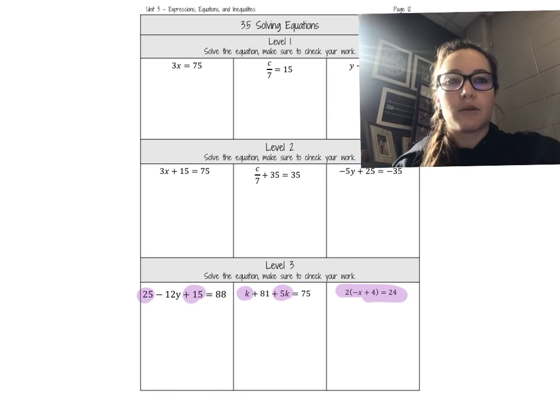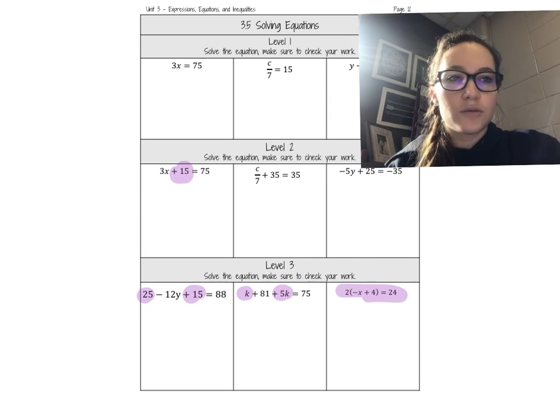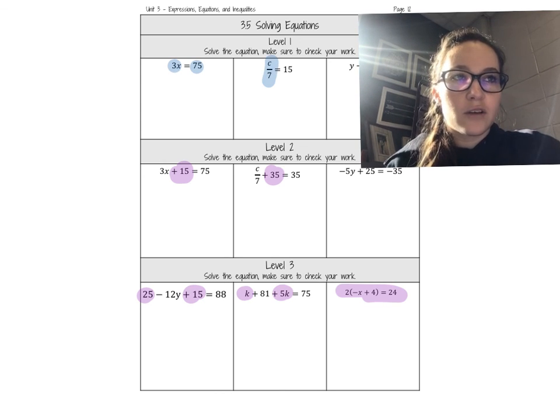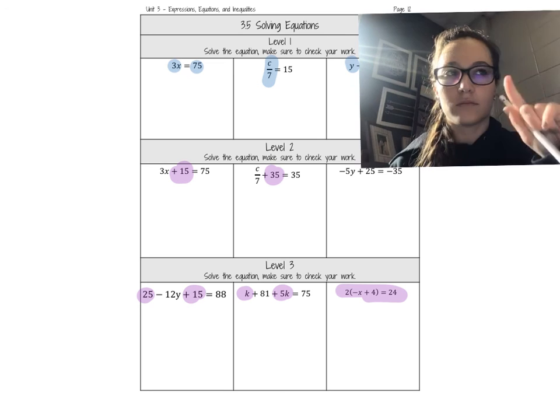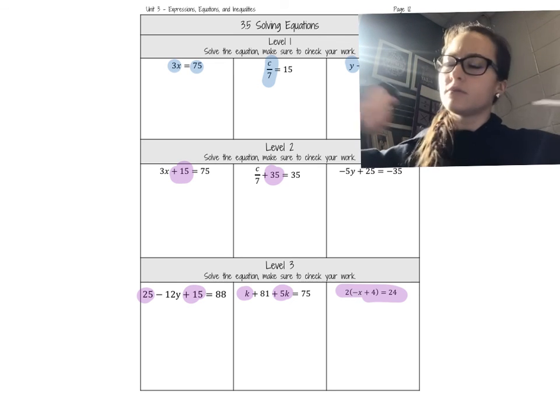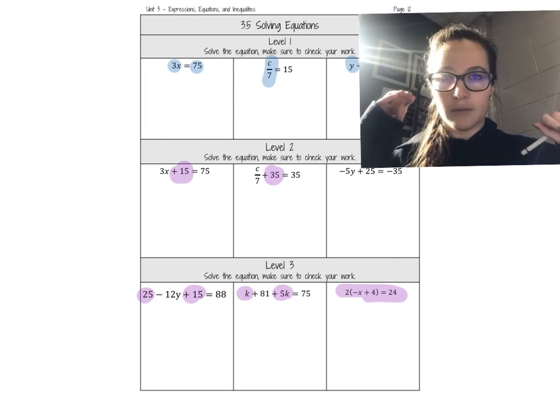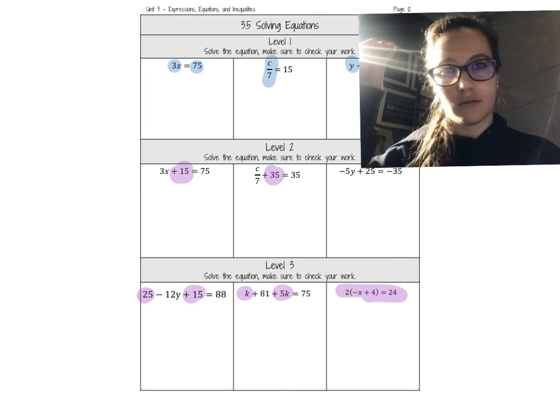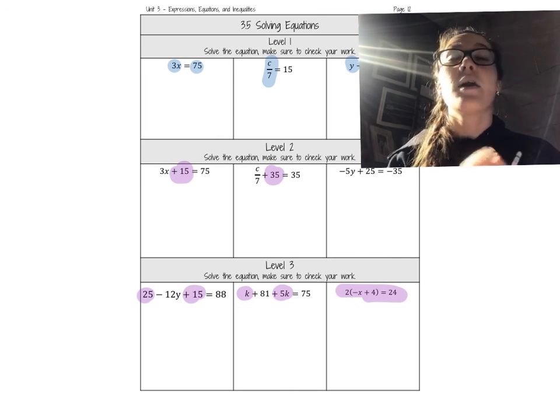Simplify. Get rid of anything that is not directly attached to a variable. Then get the variable by itself. Okay? So you got this. It's just like a little puzzle. It's the most fun thing in math. The most fun. Okay? Maybe not the most, but it's pretty fun.